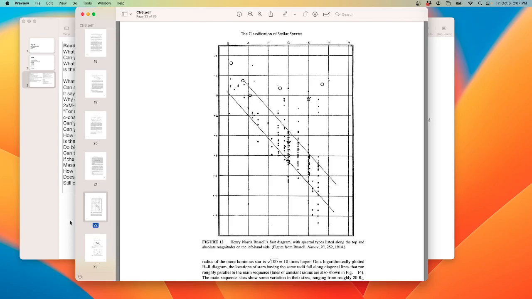Let's see. Is there anything else that I need to say about the HR diagram? Do you guys have any other questions about it that I care to answer? Otherwise, if you guys have 3 minutes, I'm going to finish up Saha.